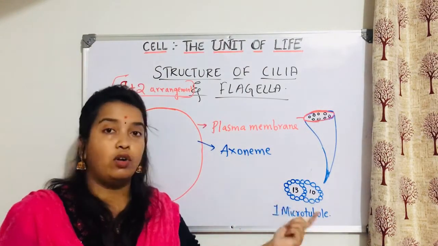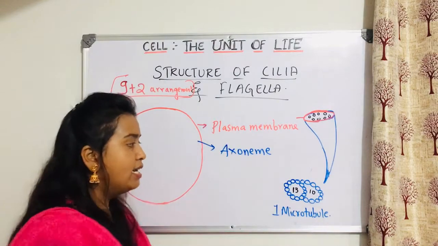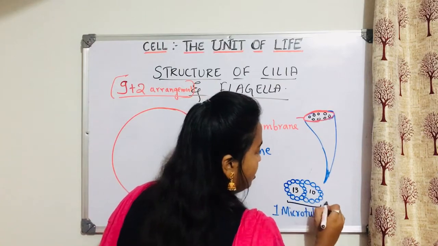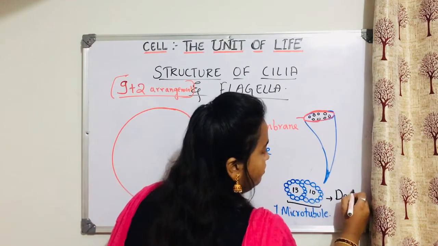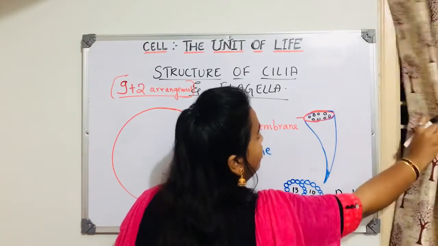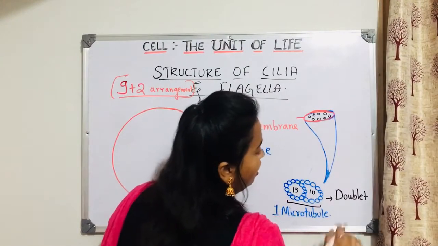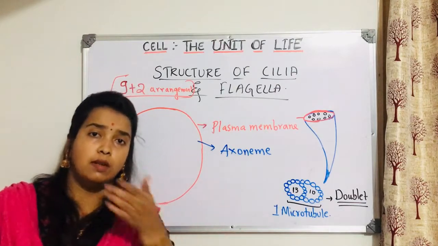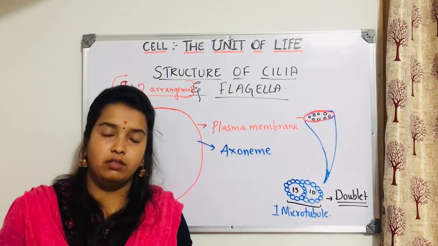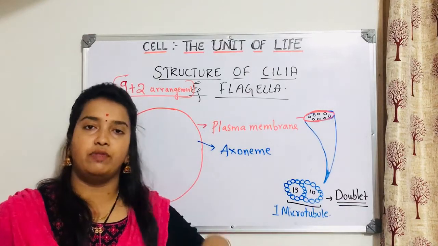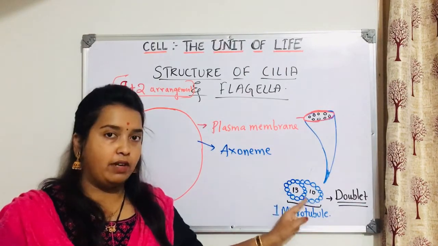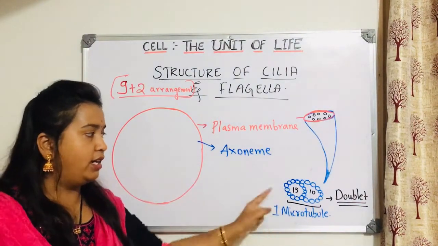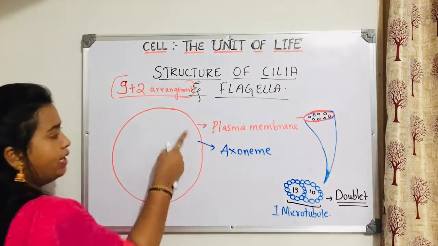But here we will not call it one microtubule. Instead, we call it a doublet. Doublet means 2 microtubules in a single structure. Doublet microtubules: one with 13, one with 10. Here I will not be able to show it clearly, so I have drawn it here. So these things we are going to do here.